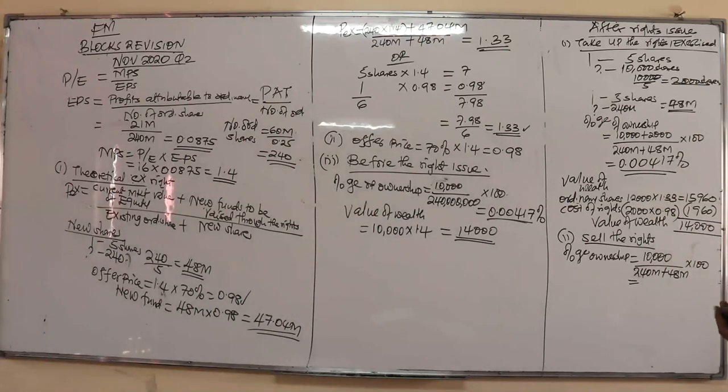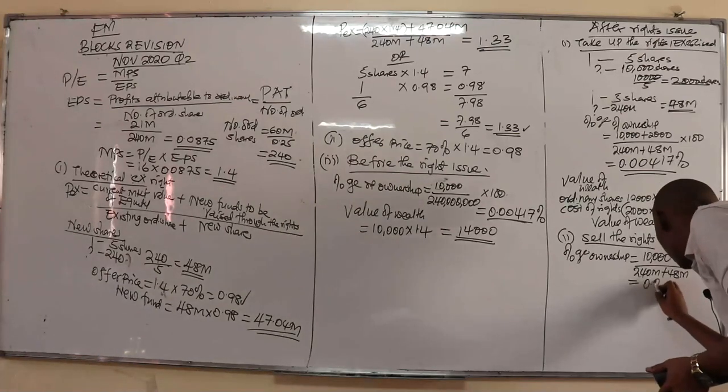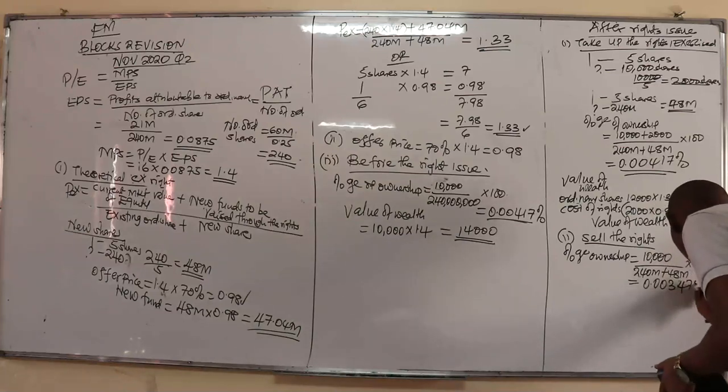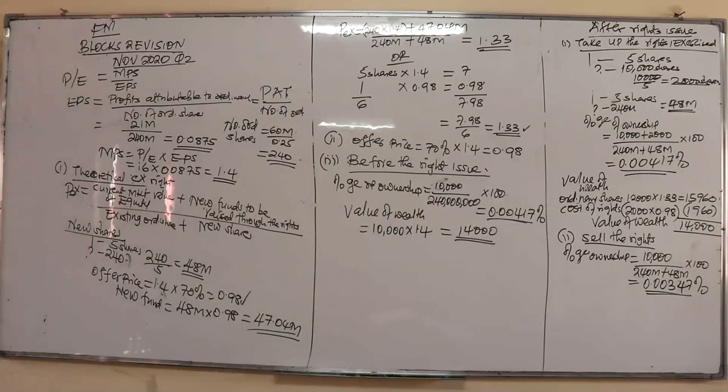So in that case, how much will it be? 10,000, you divide by 240,000, you also add 48,000, which in that case you multiply by 100. So the percentage of ownership will be 0.035347. That is now the percentage of ownership.